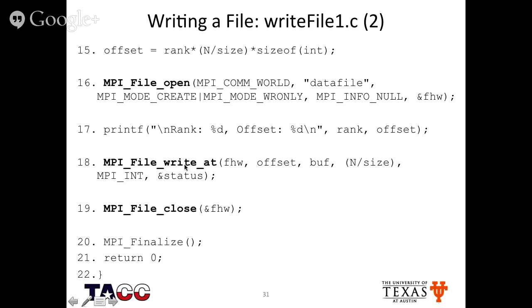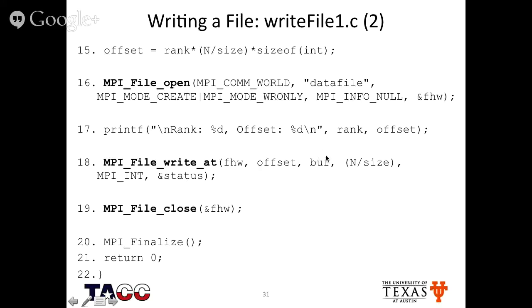Then I have the file write at statement, wherein I pass the file handle, I pass the offset that I computed at line number 15 of the code. Then I pass the buffer that I created up in the code, and I pass the count divided by size there. I pass the data type and the status, and then what do I do? Close the file. So basically, I'm writing the buffer.